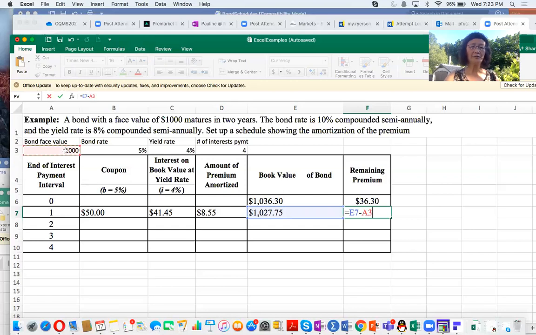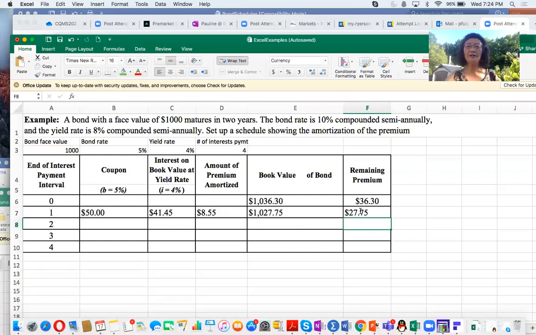Where's my face value? Face value is here, because the bond face value will never change. It is always $1,000, so it is absolute cell reference. And then the book value will be changed, so I need to fix column E. Okay, this is the remaining premium.